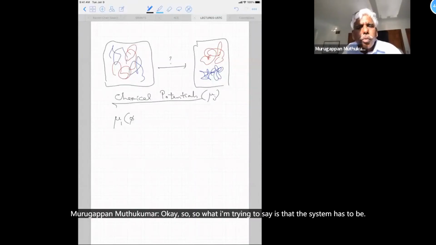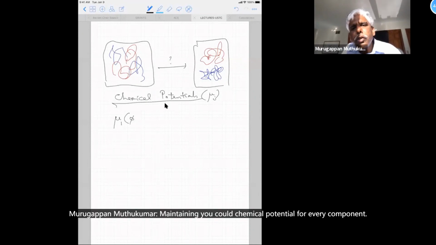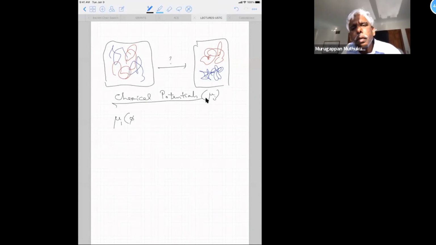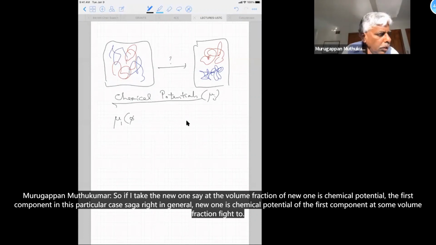Okay, so what I'm trying to say is that the system has to maintain equal chemical potential for every component if the system is in equilibrium. The chemical potential is related, as you know from your undergraduate classes, to the free energy. So if I take mu1, the chemical potential of the first component, in this particular case the solvent, in general, mu1 is the chemical potential of the first component at some volume fraction phi2.